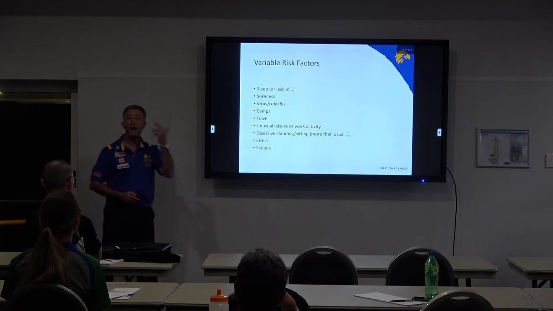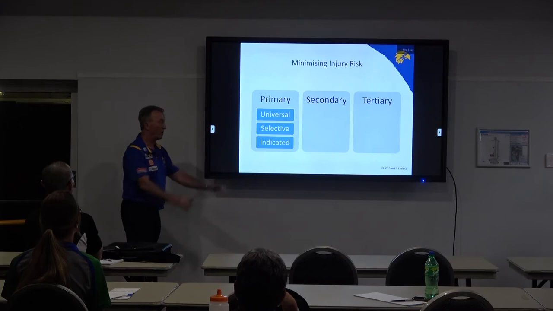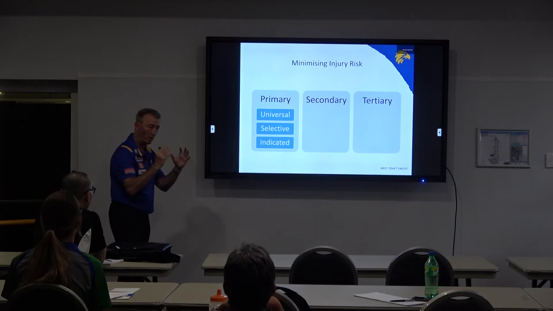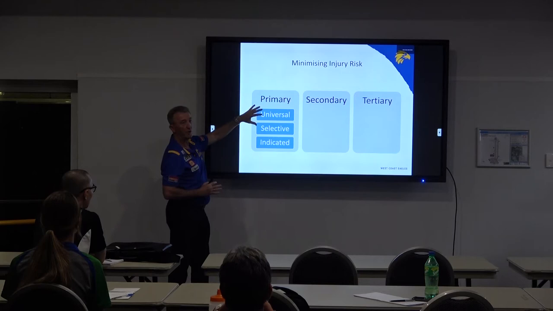How do we prevent injury? Well, there's three global things. This is from the World Health Organization. This is the medical, from a health viewpoint. It's not sport. We provide universal protection to cover off everything.